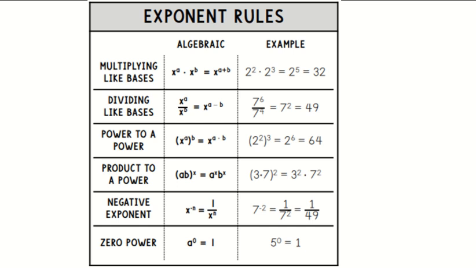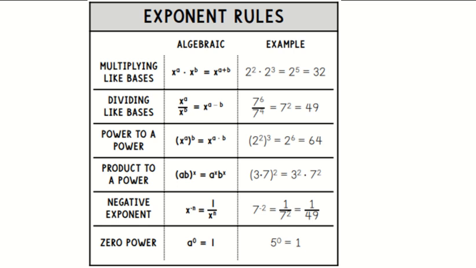When we multiply with exponents, we're looking for the ones that have the same base, the same big number. So right here we've got 2 to the second power times 2 to the third power. You add the exponents. You keep the base. We don't multiply the bases, you keep the base. So 2 to the second times 2 to the third becomes 2 to the fifth. So when you multiply, add the exponents, keep the base.